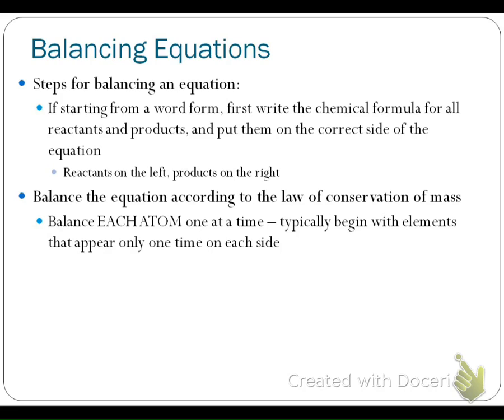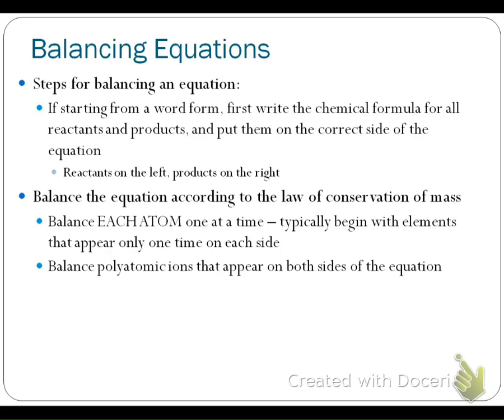When we start balancing, we balance each atom one at a time. So we start with the nitrogens, and then we go to the carbons, and then we go to the oxygens, or whatever order you want to go in. So these are guidelines we're going to go through. Go ahead and write them down. I want to get through all of them, and then we'll talk about them situation specific. So we want to balance each atom one at a time. We typically begin with elements that only appear one time on each side, and I'll show you what that means here in just a second.